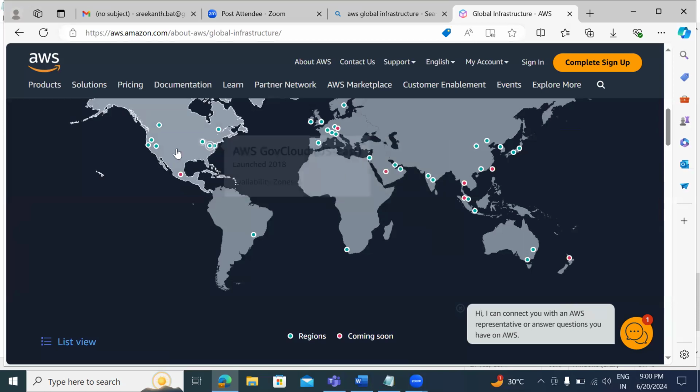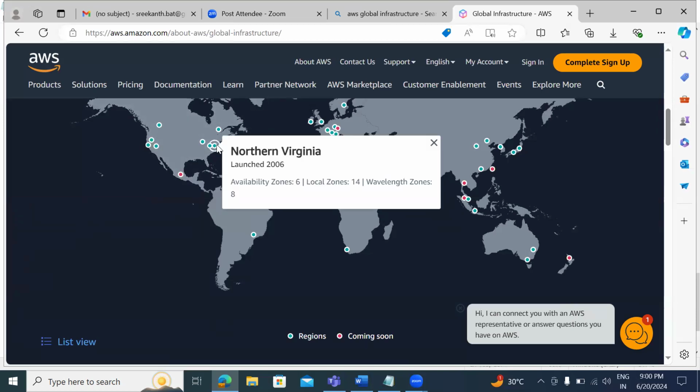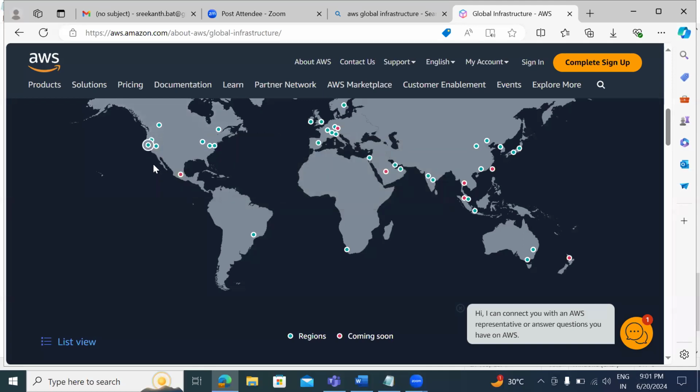These are all US, North America. In North Virginia, how many zones? 6. How many local zones? 14. Wavelength zones also, 8 we have. Just go through whichever areas you are interested in. And what is the meaning of green and red? That means coming soon. Maybe every year they add around 5 new data centers. Not mandatory, but they maintain a minimum of 5 regions.